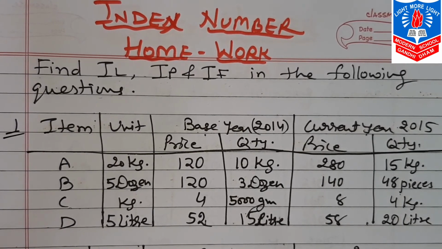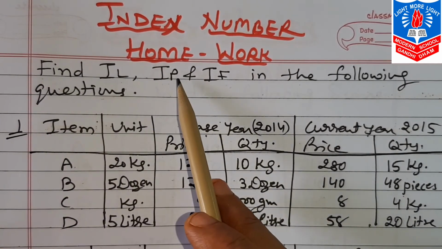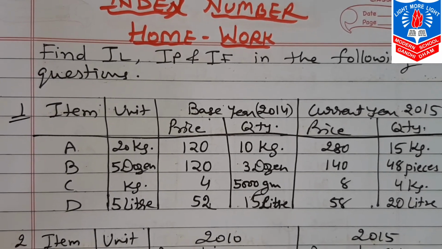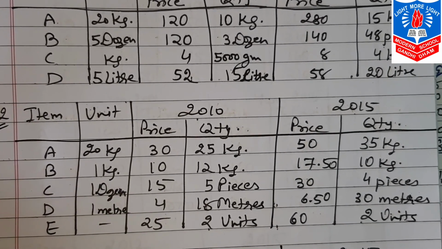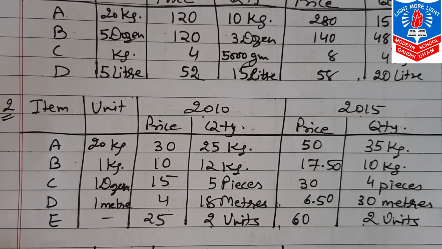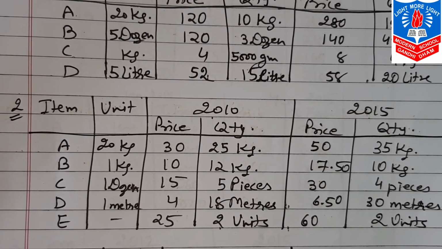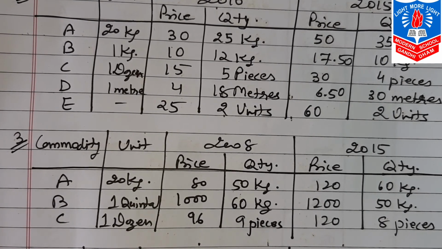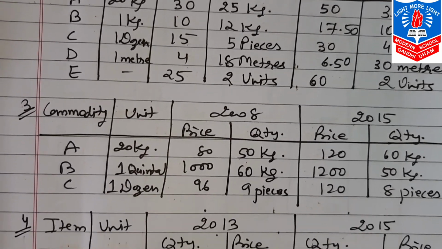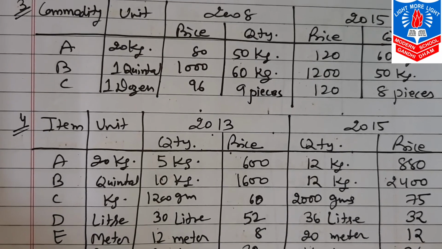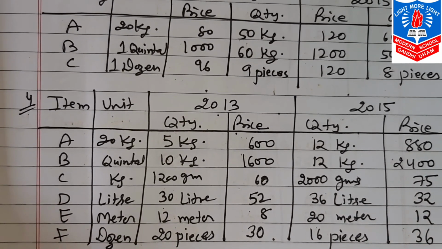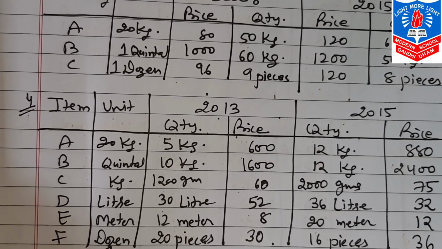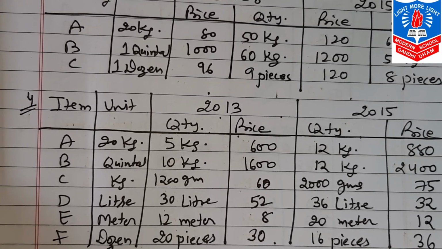Now today's homework. 4 questions are there in which you are supposed to find IL, IP and IF. This is your first sum where 4 commodities are given. This is the second sum where 5 commodities are given, but along with unit of measurement. This is again the third question, and of course a short sum, only 3 commodities. And finally this is your fourth question, a bit bigger, where 6 commodities are given, along with unit of measurement. So try to solve all these questions, very important.